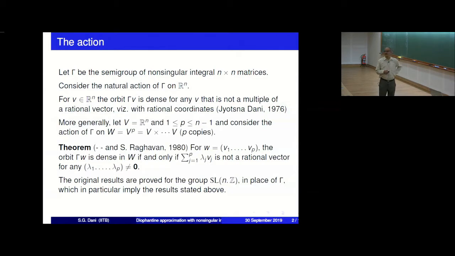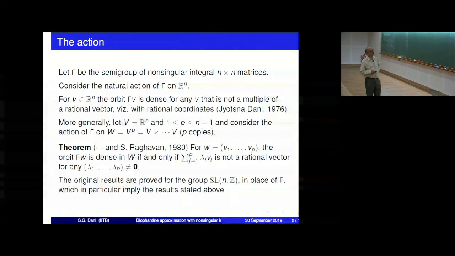Okay, so a more general version of this: instead of just one copy, you can take p many copies, take a Cartesian product and take the component-wise action. And this is a result which was again proved, together with Raghunathan and myself, in 1980. It tells you that the orbit of Gamma under the component-wise action on the Cartesian product is dense if and only if there is no linear combination which makes up a non-zero rational vector.